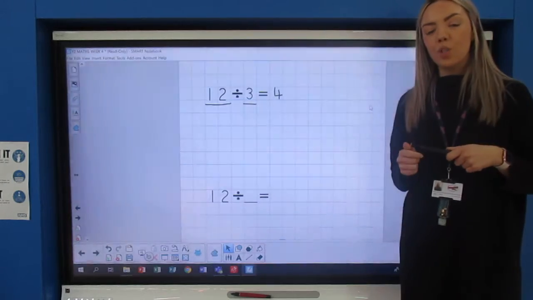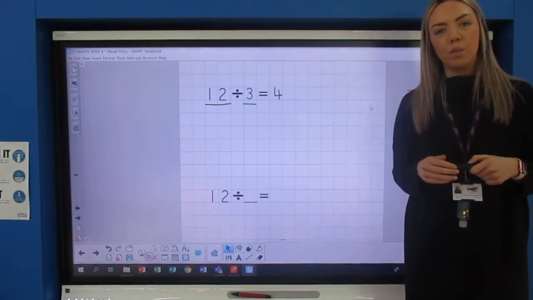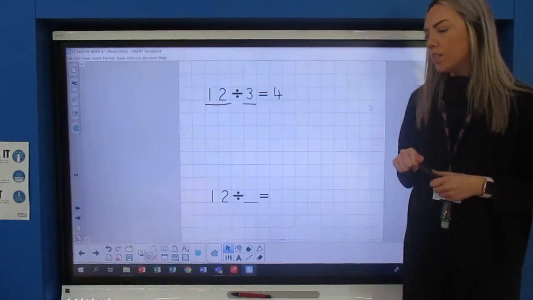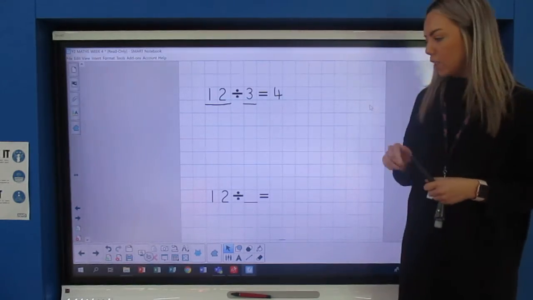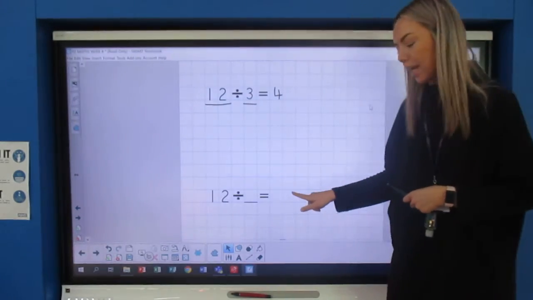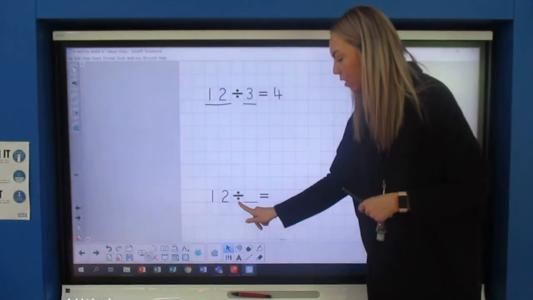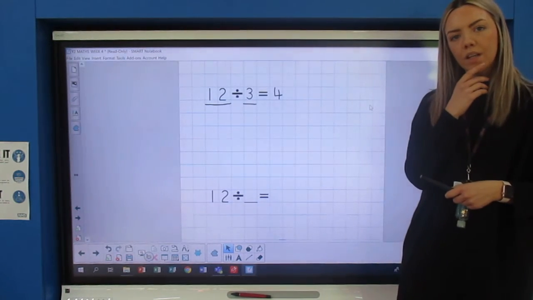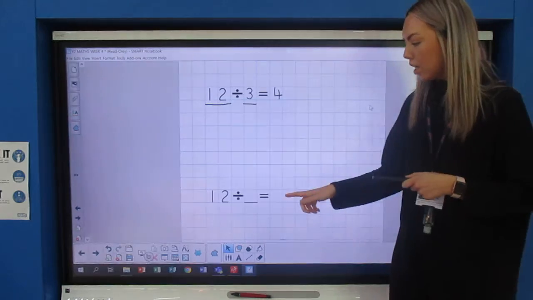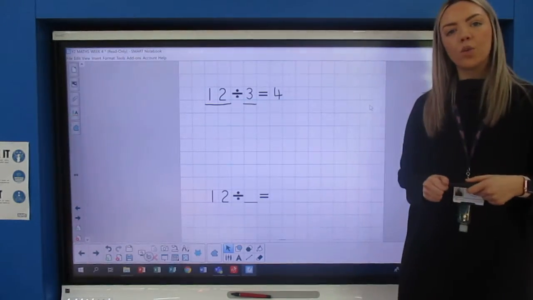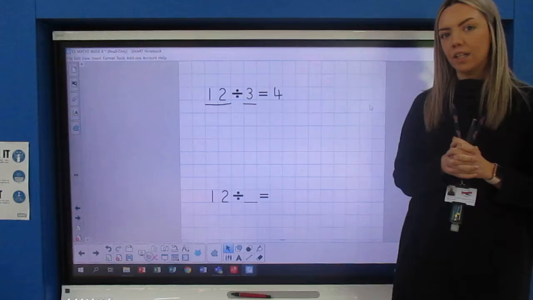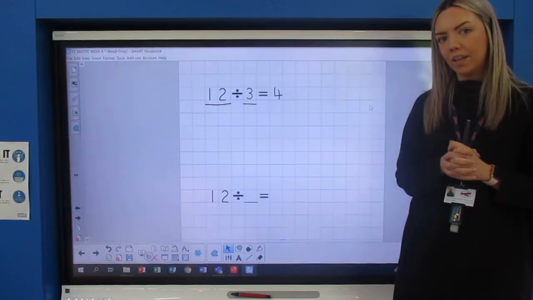So we can see how I did it practically, and hopefully that's exactly what you did yesterday, and I saw some of your pictures so I know that you were doing it right, so well done. So now I've got another number sentence, but if you look here, it's got a gap, and it says 12 divided by something equals something. Now I want us to see if we can find another way to divide 12 objects equally. Shall we have a go together?